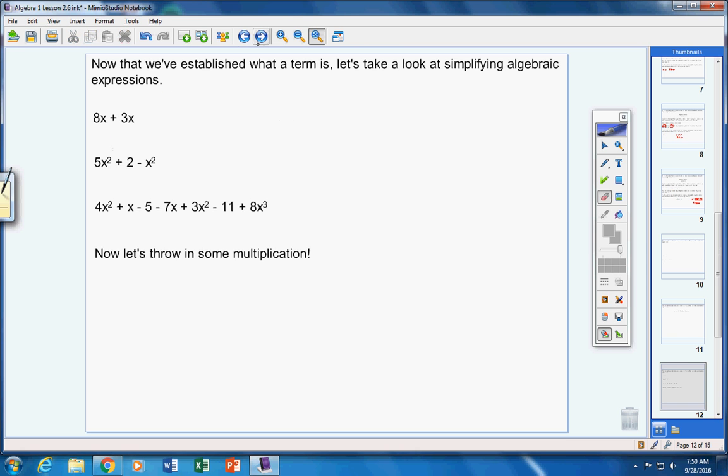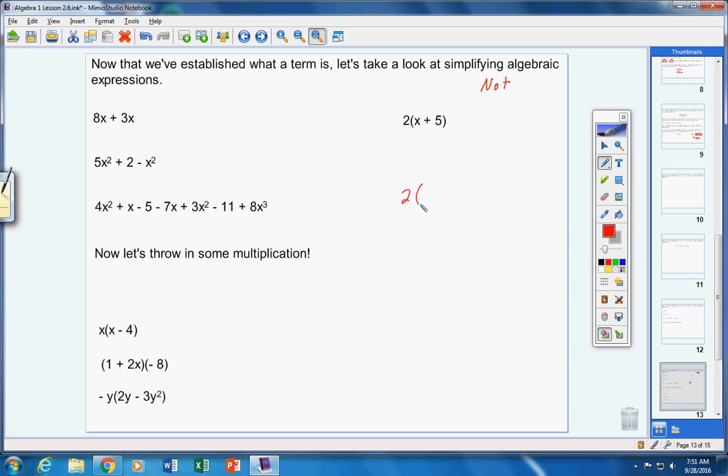Alright, now let's throw in some multiplication, okay? Let's throw in some multiplication and let's see what happens. Please take some really good notes, okay? Let's start off with this one here. Now, here in this problem, I look inside the parentheses. Inside the parentheses, I have an x term and a constant term, correct? X term and a constant term. They are not like terms, so I cannot put those together.